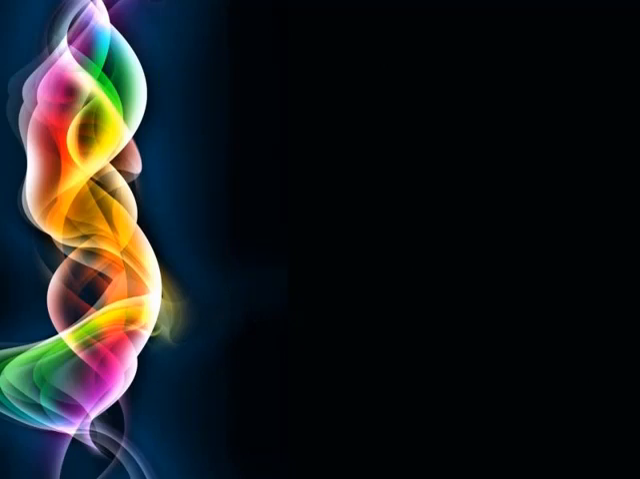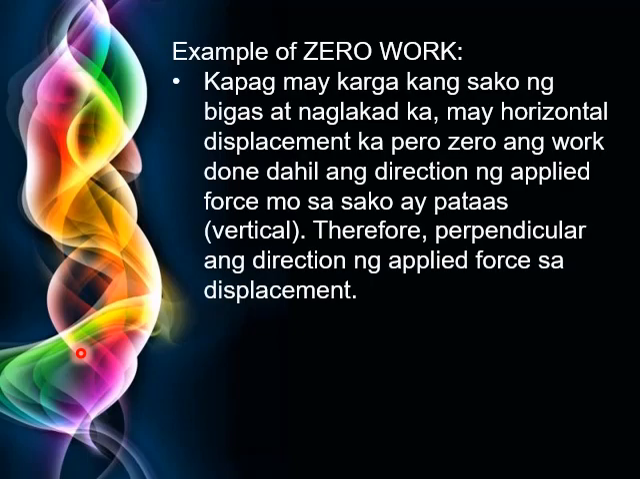Let's look into another example of work where we have 0 work done. When you carry a sack of rice and you walk, you have a horizontal displacement. But the work done is 0 because the direction of the applied force on the sack is upward. This is along the vertical. Therefore, the direction of the applied force is perpendicular to the displacement.